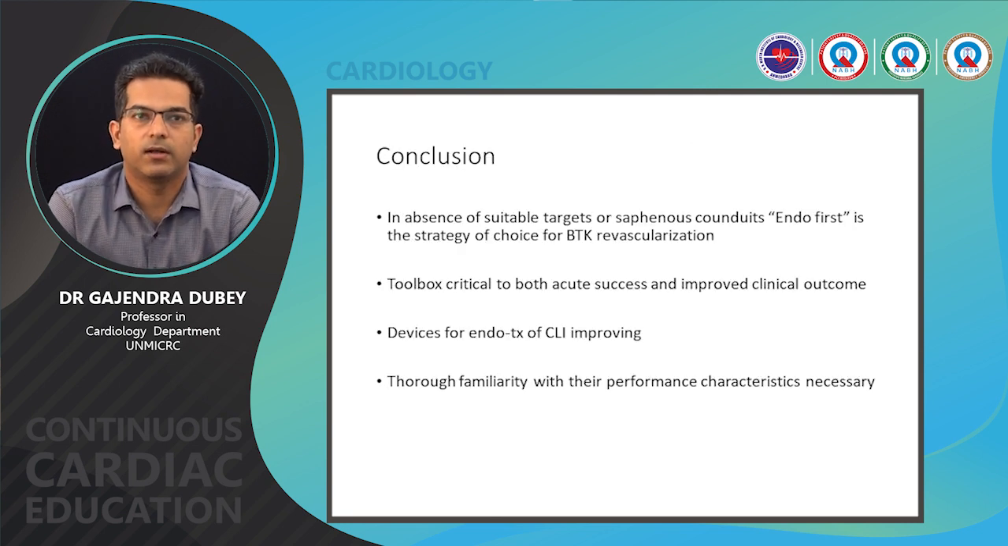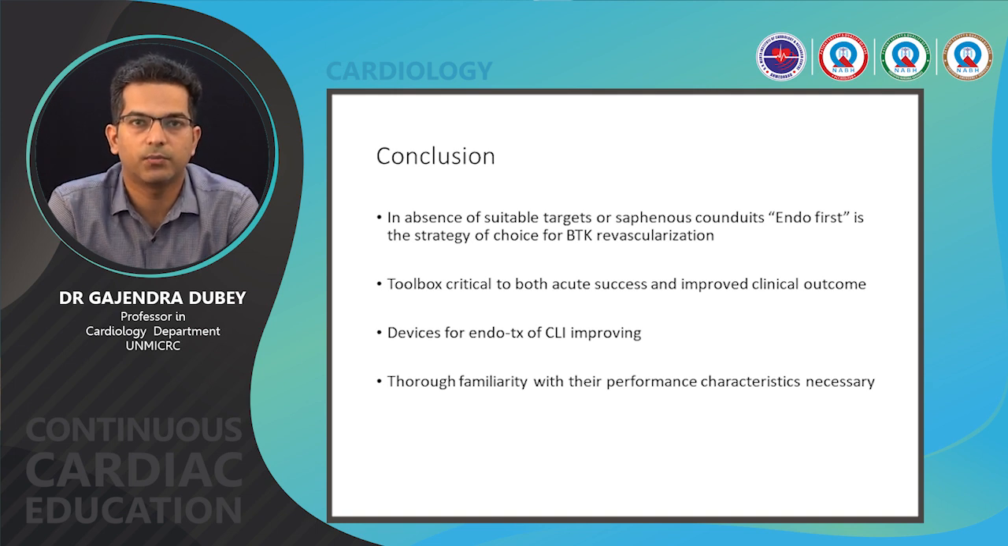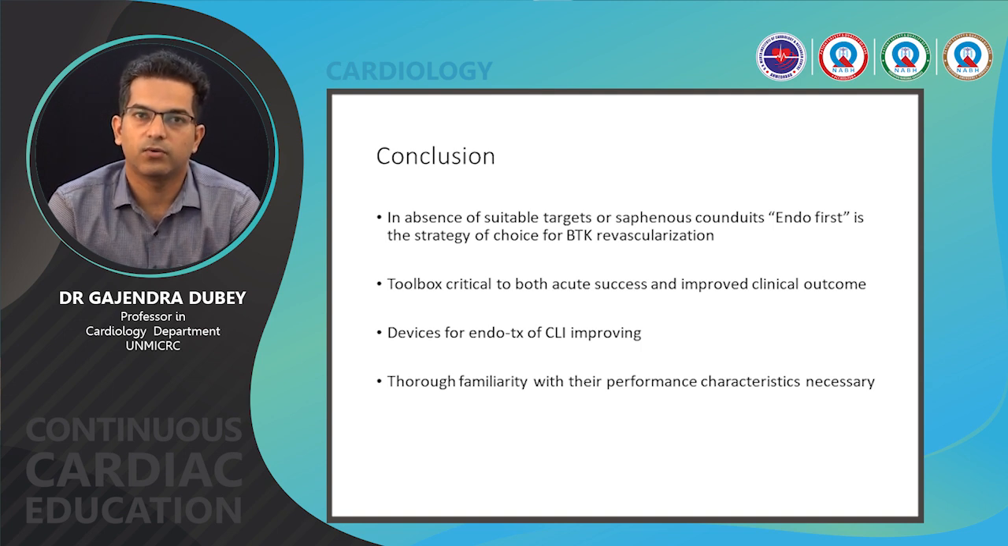So to conclude, I would like to say that in absence of suitable targets or saphenous venous conduits, Endo-first is the strategy of choice for BTK revascularization. Most of the time these patients are high risk for surgery because of their comorbidities. So endovascular first should be considered in patients who are poor surgical candidates, and a good toolbox which should include various sheaths, catheters, support catheters, wires, balloons and stents if required. They are critical to both acute success and improved clinical outcome.